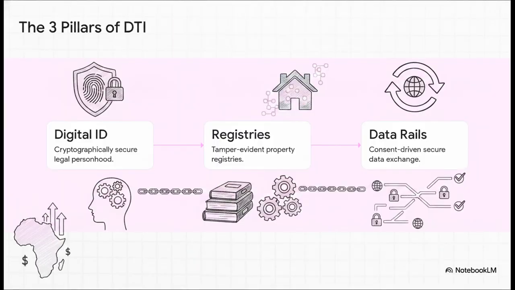Let's actually look at the 3 pillars of this modular stack. First, you establish a cryptographically secure legal personhood. Then, you link that to tamper-evident institutional registries, like property rights. And finally, you route it all through consent-driven secure exchange rails. This stack is entirely interdependent. Without that foundational identity, downstream fintech is restricted to just the elite populations. But when you link identity to property rights and allow secure data exchange, you effectively eliminate systemic fraud.